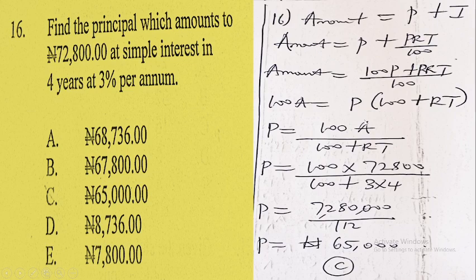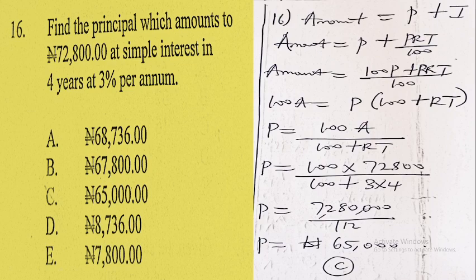So we are looking for the principal. I can divide both sides by 100 plus RT. That will give us the principal to be equal to 100A divided by (100 plus RT). We know that our amount is 72,800, the rate is 3, and the time is 4. So input them here and simplify. We discover that the numerator will give us 7,280,000 divided by 112. If you simplify that, the principal will be 65,000 naira. So the principal is 65,000 naira, and the option is option C for question number 16.